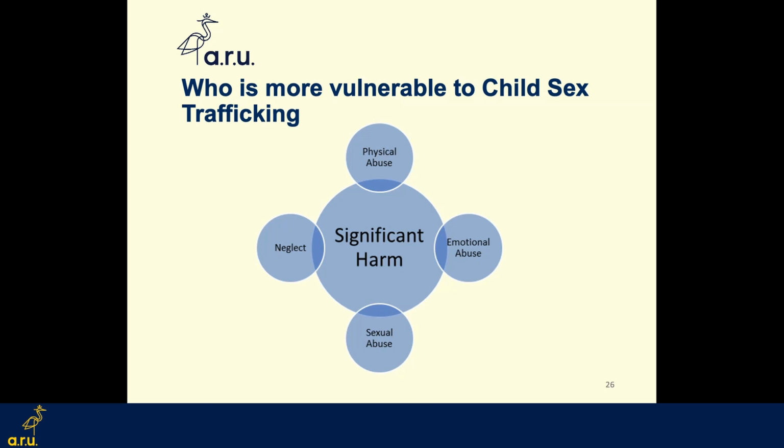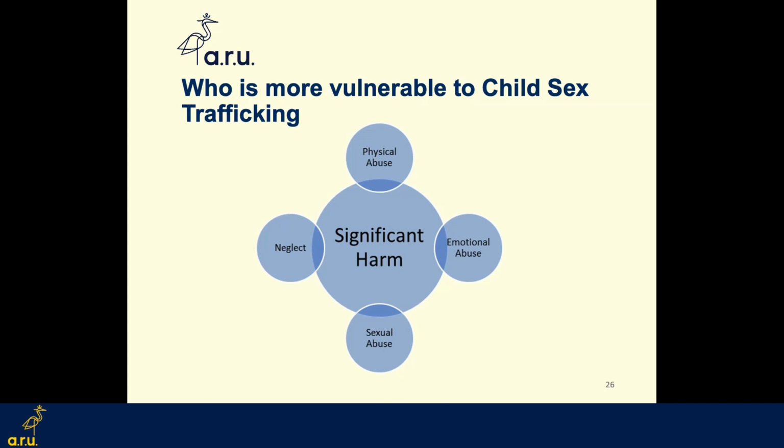Significant harm only works if it's happening in the family home. So if a young person is not at risk in the family home but is at risk in the community, the social workers and police deal with it in different ways.